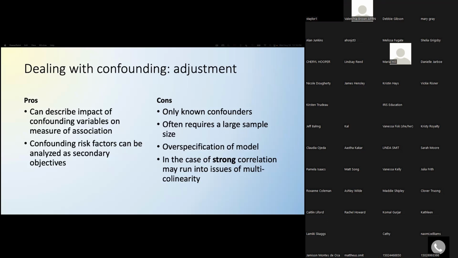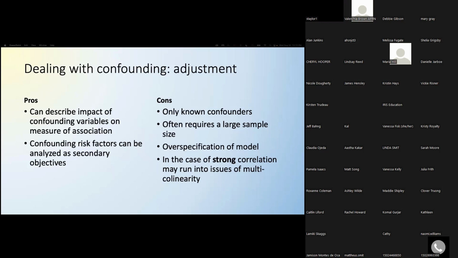And so then confounding variables, especially if they're risk factors, could also be used as secondary objectives. So let's say that we not only want to look at a drug of choice, but we could also look at demographics or medical history or things of that nature. Once again, we're only looking at known confounders this way, though. And usually doing this will require a large sample size. And so the reason I say that is, we'll dive into that a little bit more, but the more variables that you adjust for, the more patients you'll need in the study.